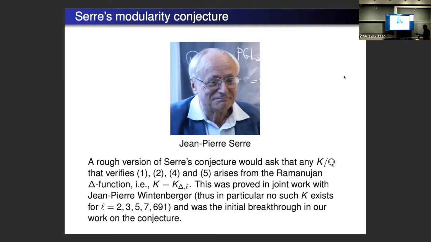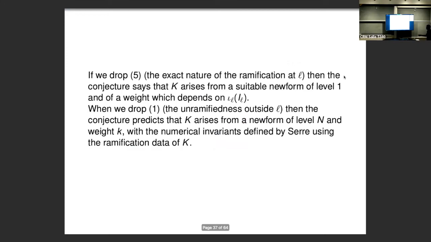I'll tell you the more formal version of Serre's conjecture in a minute. But it's anyway a converse question. And if we drop information about exactly the ramification behavior at L of these extensions and just say it's unramified outside L and infinity, then the conjecture would say that K arises as the splitting field of the mod L Galois representation associated to some Hecke eigenform of level 1. And then the weight will depend upon how the inertial behavior at L looks. And when we further drop the condition that it is unramified outside L and infinity, or allow auxiliary ramification, then you get the connection to higher level modular forms.